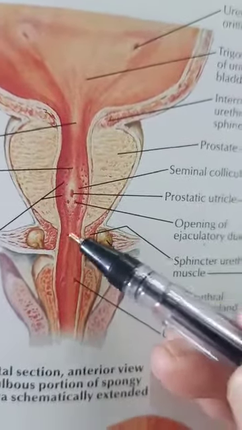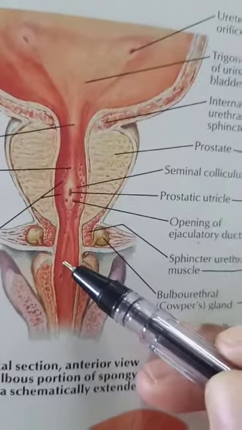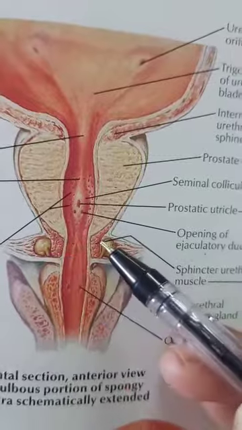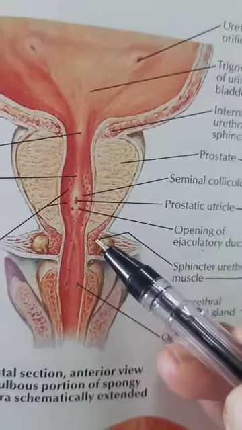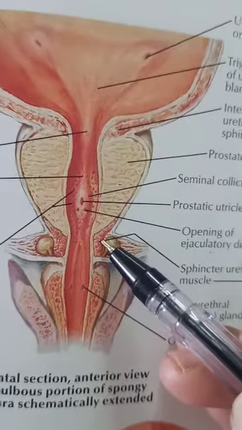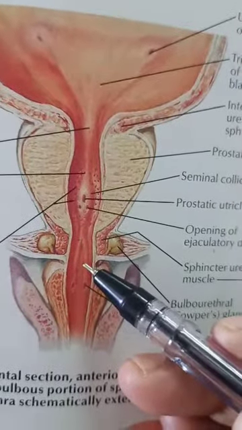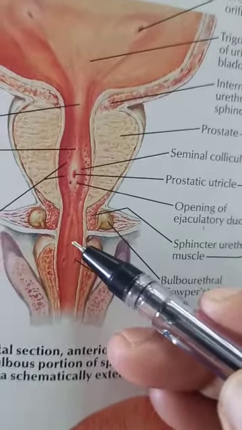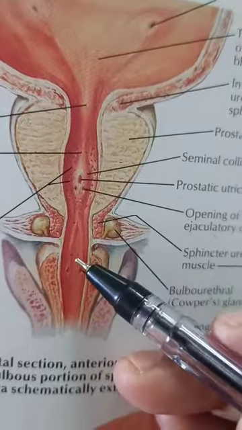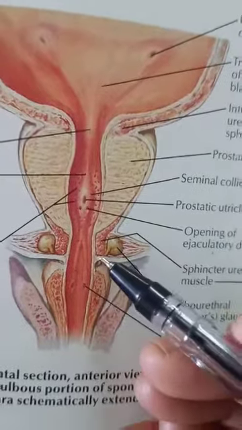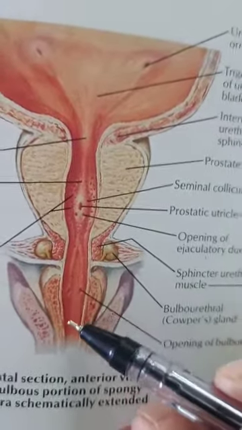It passes through the urogenital diaphragm. Then it is surrounded by the sphincter urethrae muscle. So this is the sphincter urethrae muscle. That is the membranous part, surrounded by the sphincter muscles. Then comes the penile part.